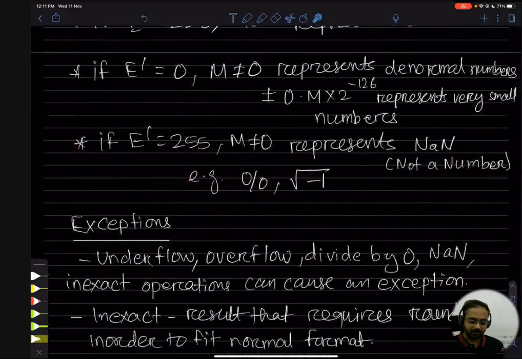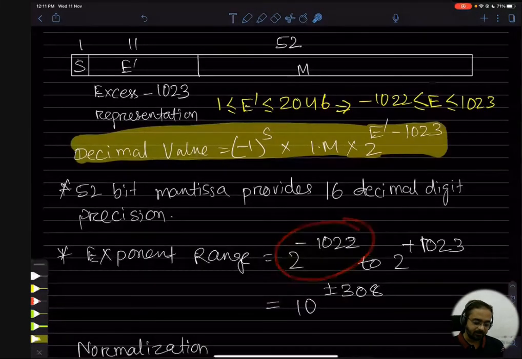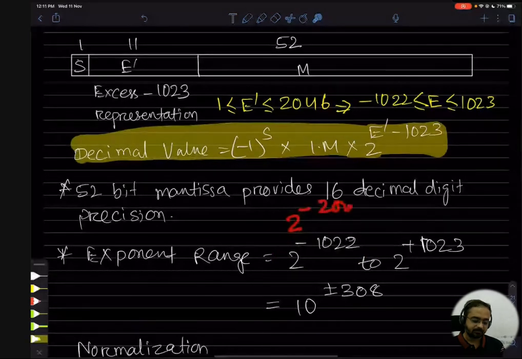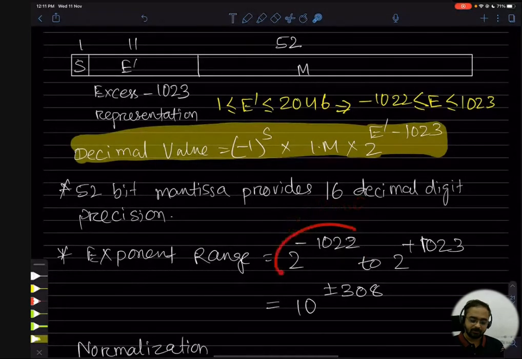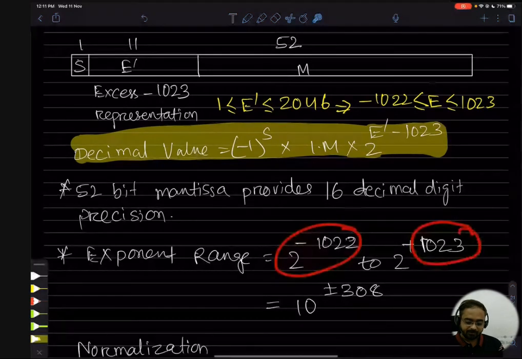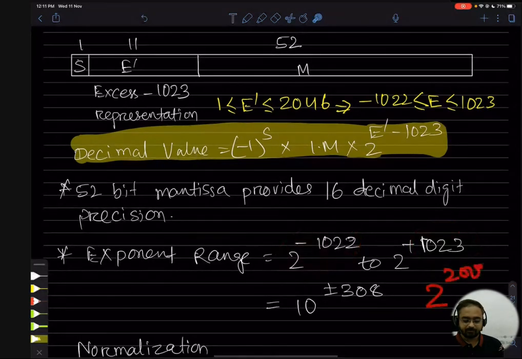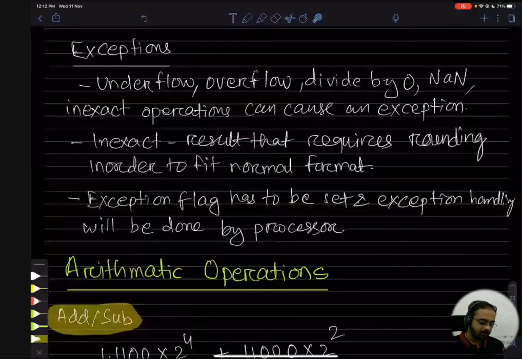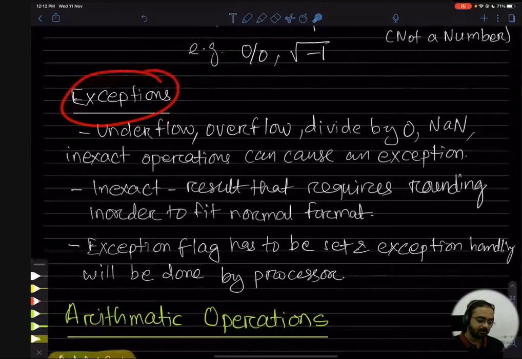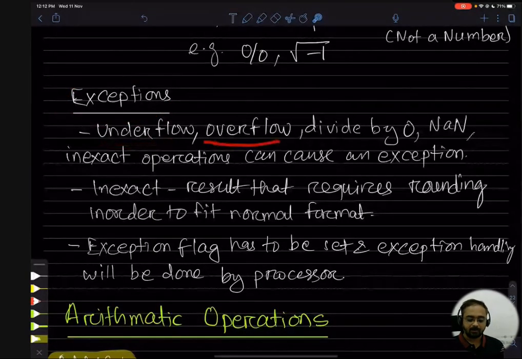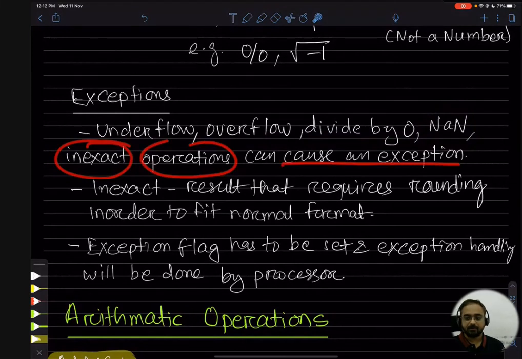Suppose we have given the range this one. What if one number will come which is 2000? It is underflow. What is overflow? If some number will come, 2 to the power 2000, bigger than this exponent, so we cannot save that number, that is an overflow. So what are the exceptions? Exception means if any underflow will occur, if overflow will occur, or you are dividing any number by 0, or it is a not a number, or it is an inexact operation, then in that case exception will occur.